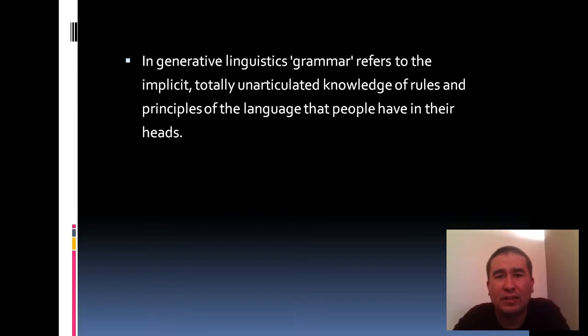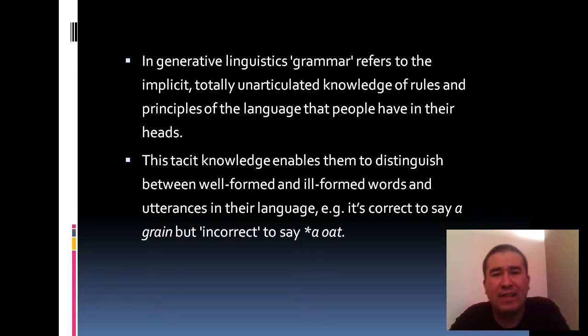In generative linguistics, grammar refers to the implicit, total, unarticulated knowledge of rules and principles of the language that people have in their heads. This tacit knowledge enables them to distinguish between well-formed and ill-formed words and utterances in their language. For example, it's correct to say grain, but incorrect to say "a oat". So we have to keep it in mind, and it will enable us to distinguish right formed and badly formed words.